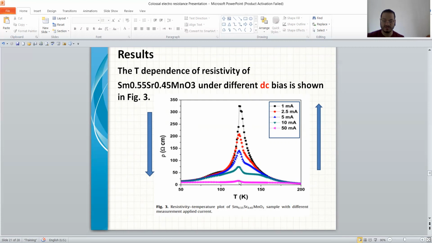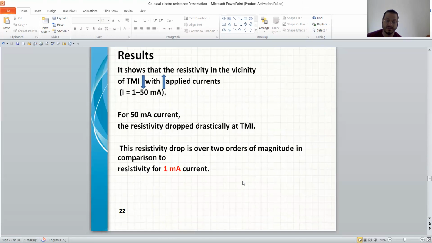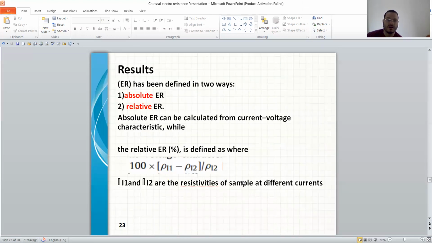The last one will start to act approximately equal to the isolating temperature. The isolating metal temperature will be equal to this point here, approximately 185. All the curves are near this point. Here is a huge difference. Here is the critical point. Now, like I said before, we can define the electronic resistance in two ways, absolute and relative electric resistance.